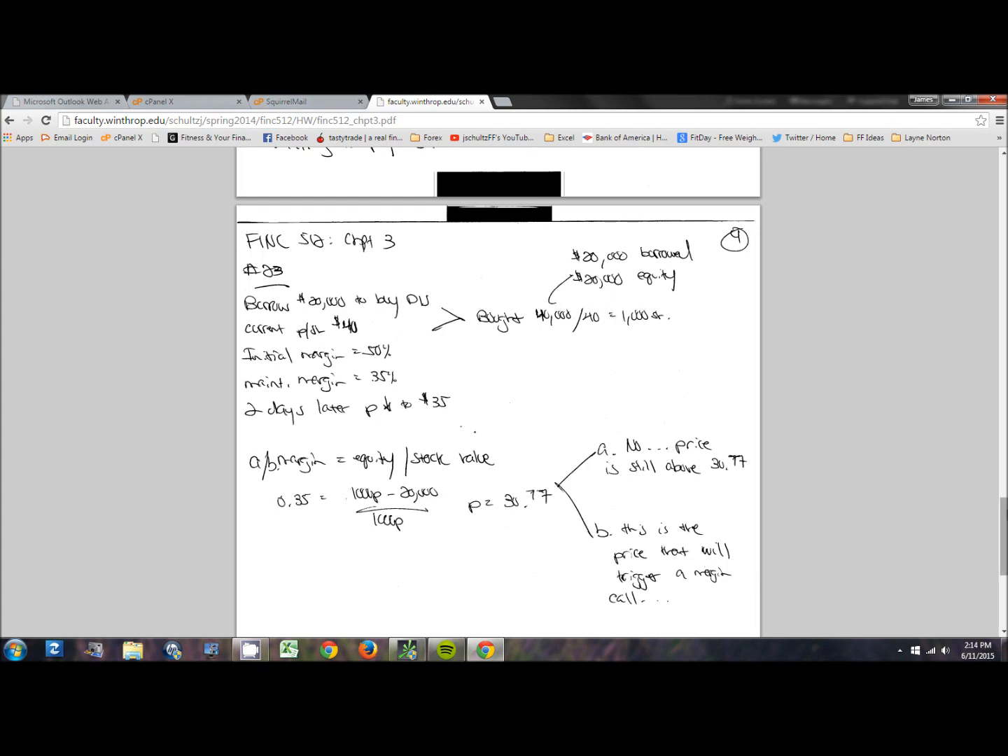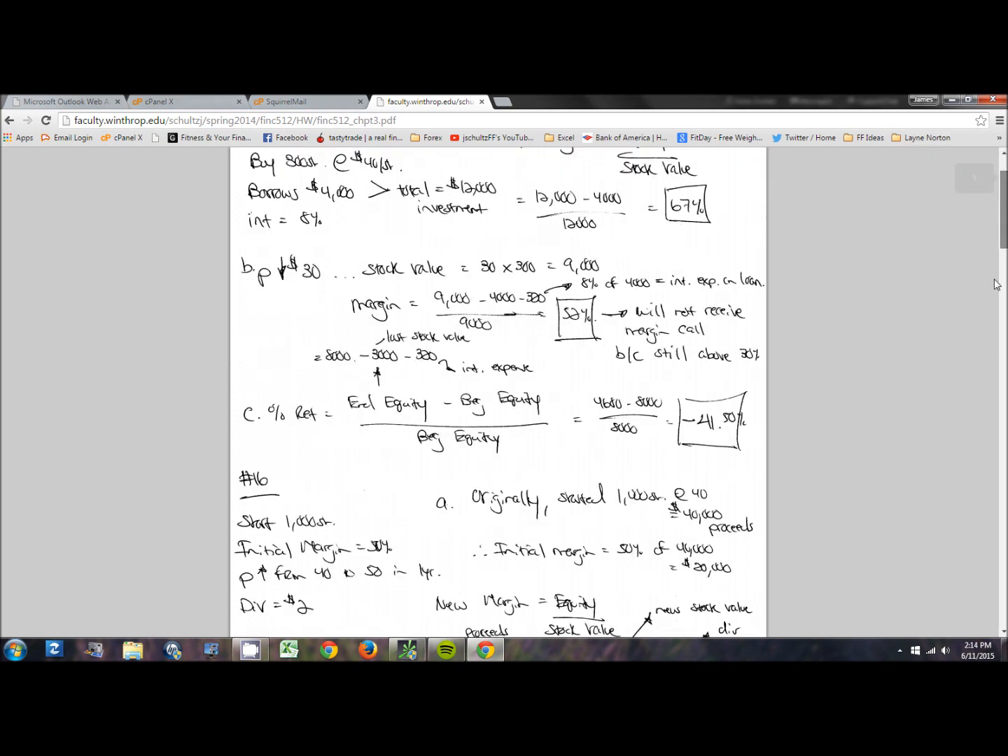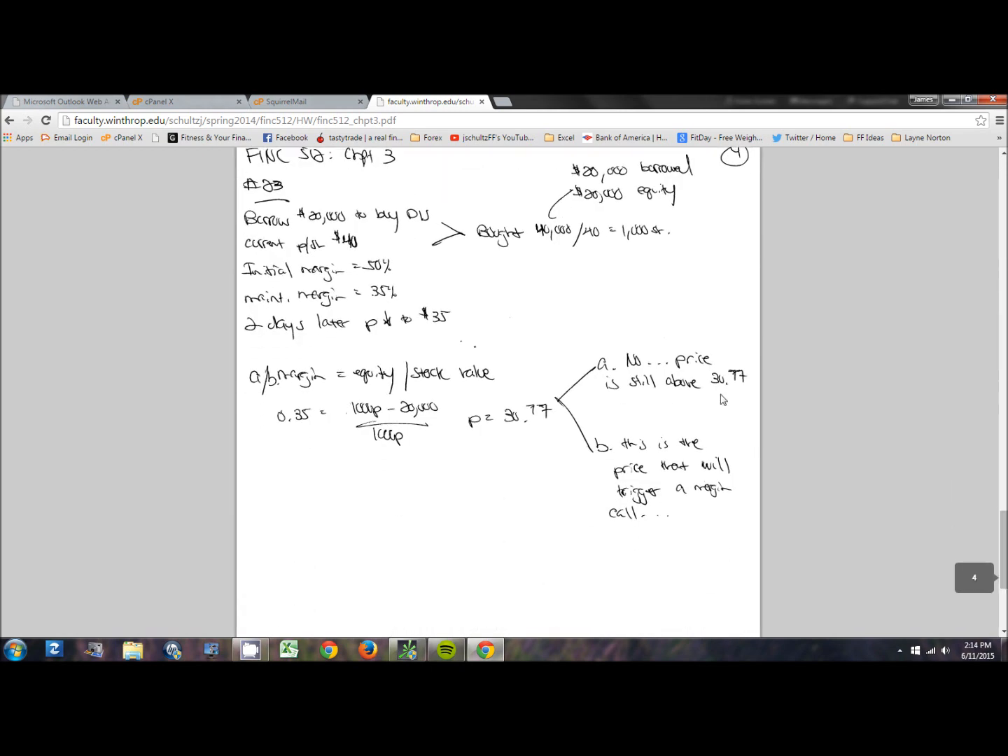Okay? Now let me scroll up real quick. Like if you look at number 15, this problem actually asks you to solve for the initial margin. So I would strongly encourage you to try to work that out after we do number 23. And this is kind of your more standard approach to initial margin. But down here, the problem told me the initial margin was 50%. I didn't have to solve for it. I was given that information.